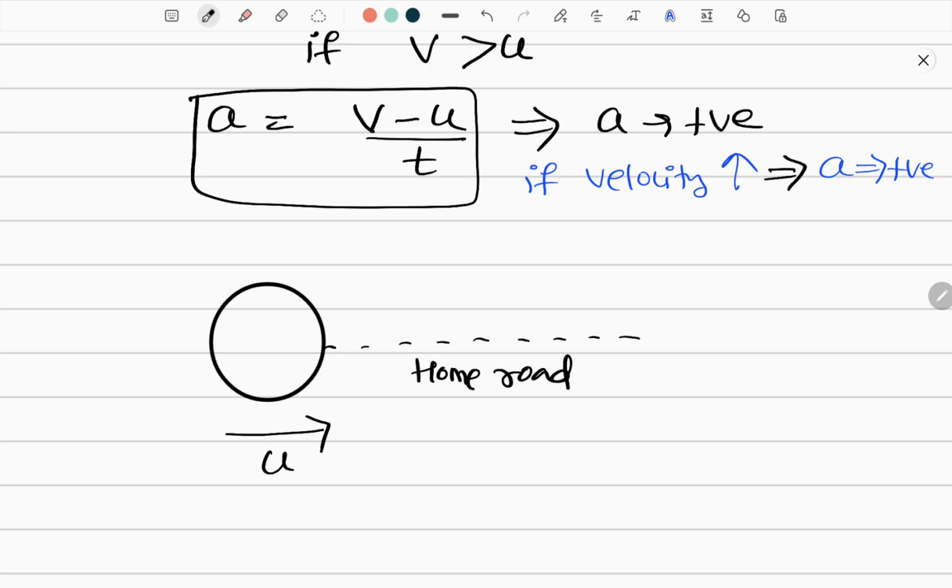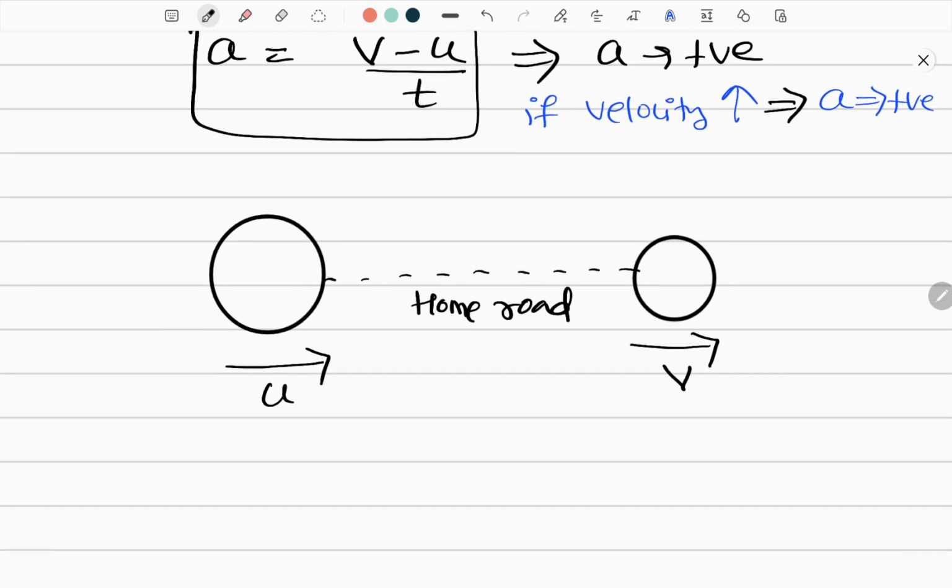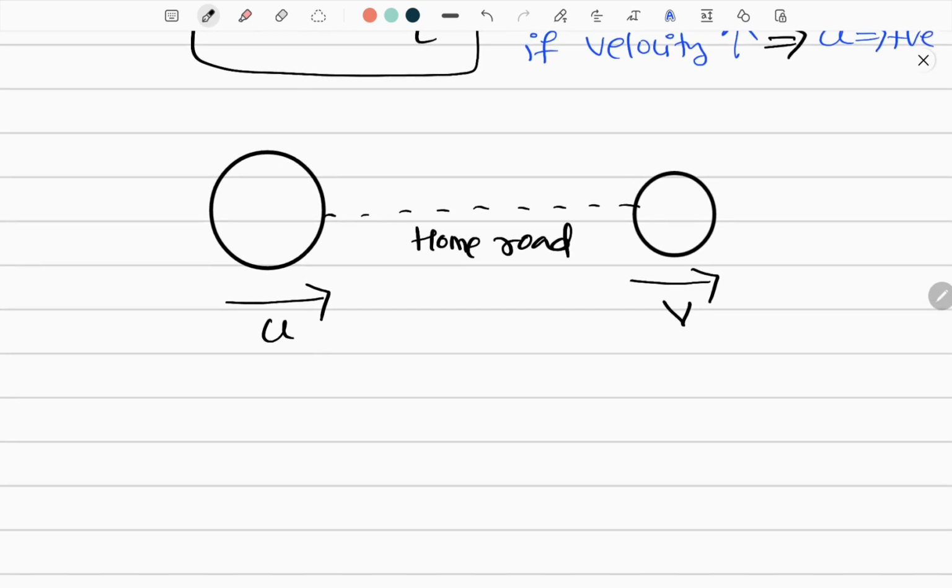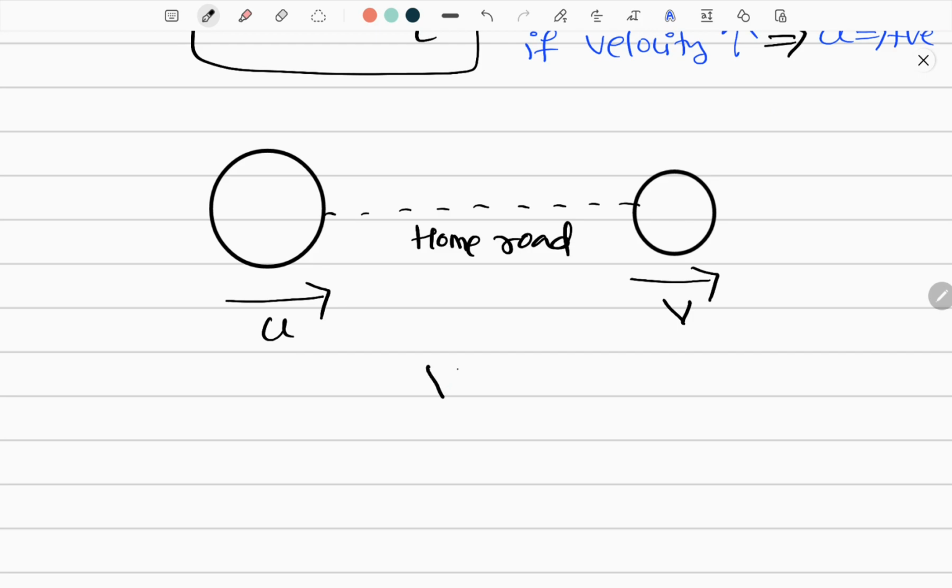Now tell me, you are reaching towards your home. Now your velocity will increase or decrease? Now definitely it has become final velocity v, we know that. But as you are moving towards your home road, don't you think your final velocity is less than initial velocity? This is very, very important.